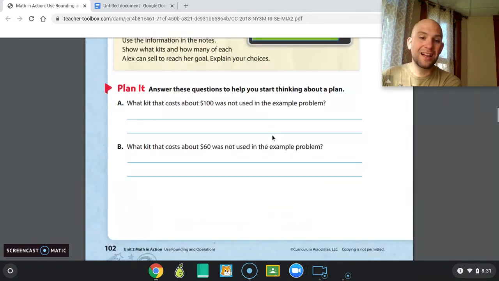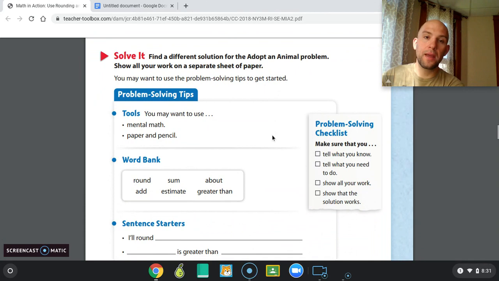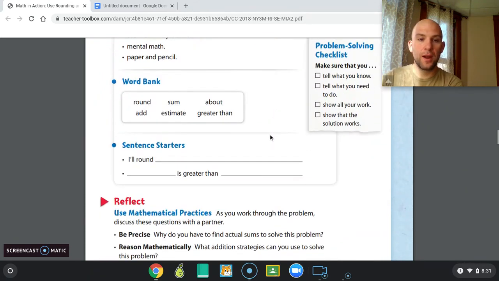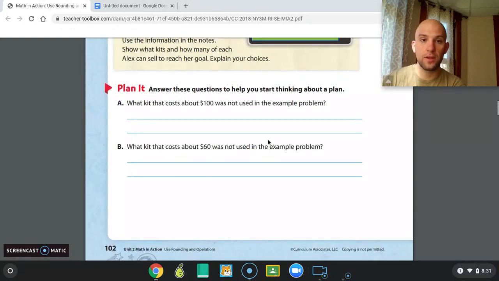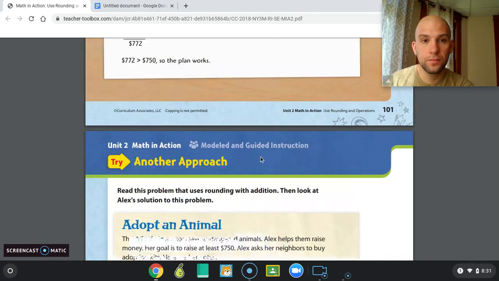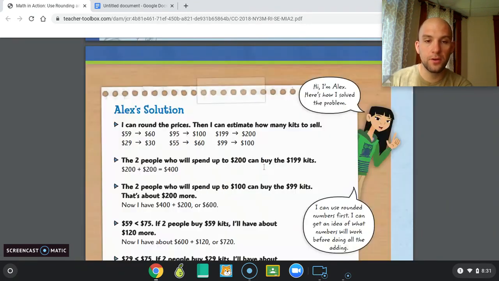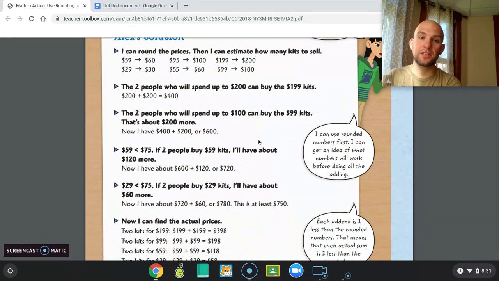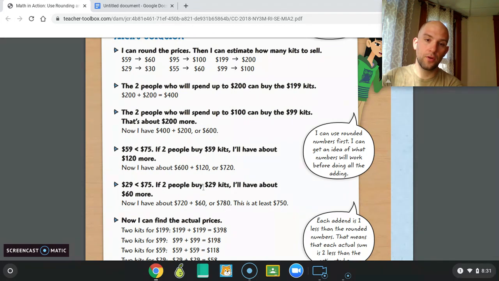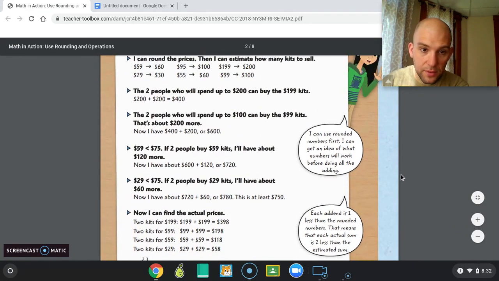So the next part, what it wants you to do is use your separate sheet of paper and solve the problem the same way that Alex did, except use your new numbers. When you do your $199 kits, you can use the same rounding that Alex did. When you do your $29 kits, you can use the same rounding, but these two will be different. So try that. What I'll do is I will make this a little smaller so we can see the whole page.